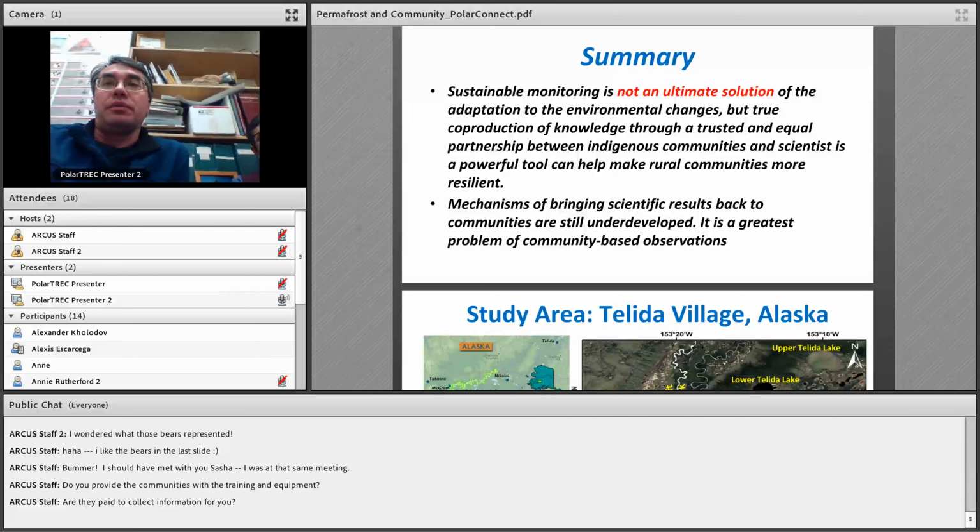The main problem we understood working on this project is that there is a big problem with mechanisms: how we can bring our scientific results, how we can implement our data and our activity to real community needs. So we just need to think toward the exact mechanisms, how we can help people with our activity. Thank you.